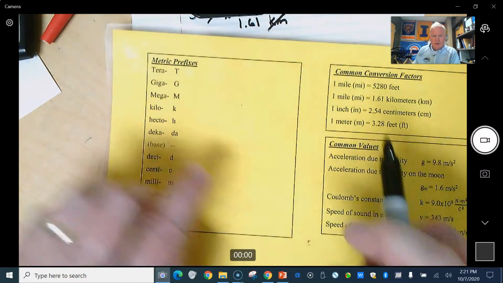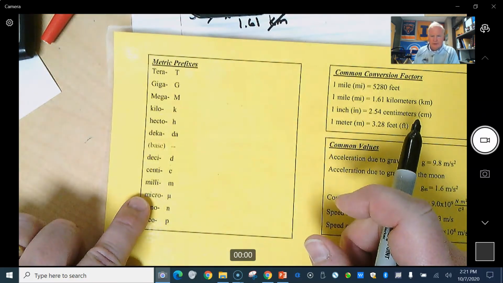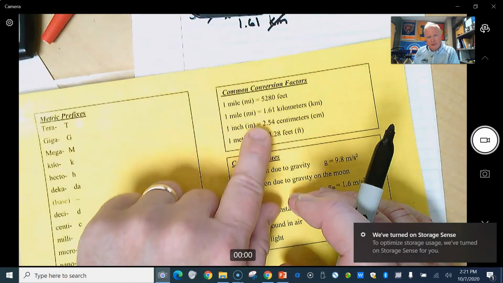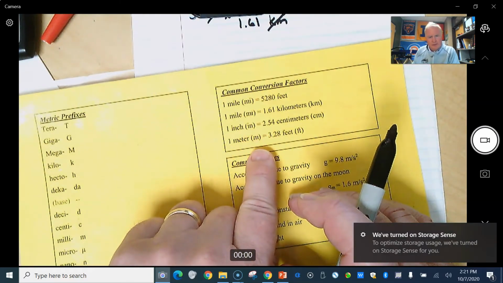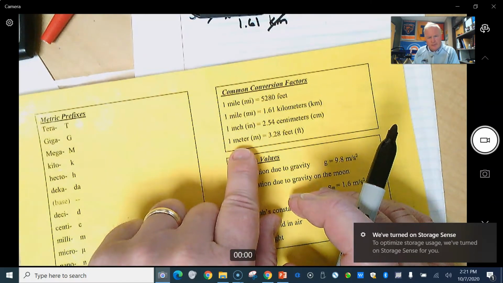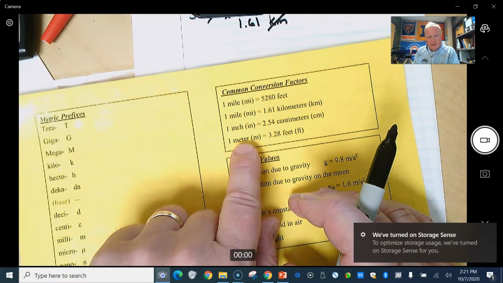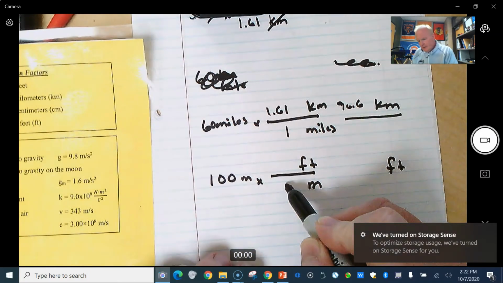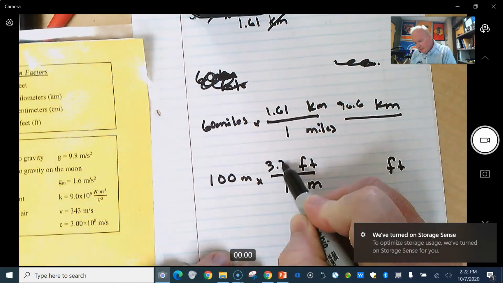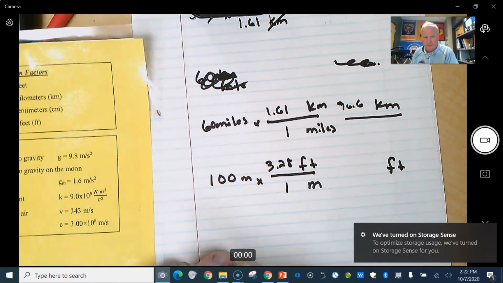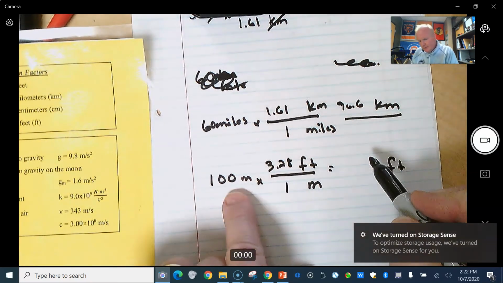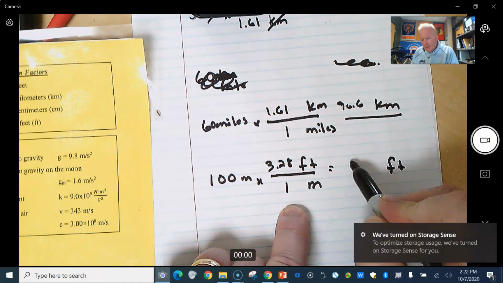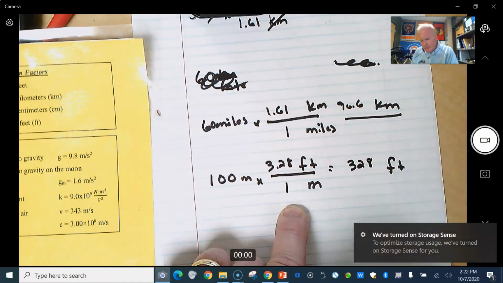We know that we can't use this, right? There's no feet here to help us. We can only use this from metric to metric. So we go back over here and we say, do I have a conversion factor between meters and feet? And the answer is yes, meters to feet. So in every 1 meter, there's 3.28 feet. And once we multiply 100 times 3.28 divided by 1, we're going to get 328 feet.